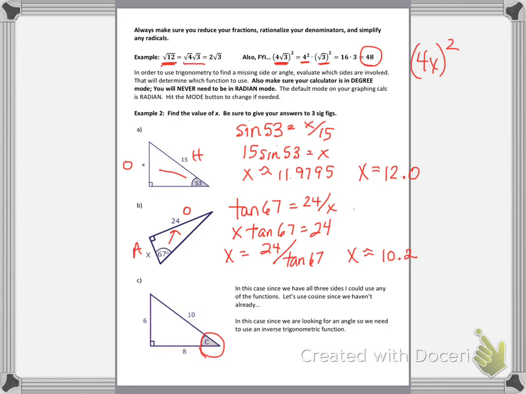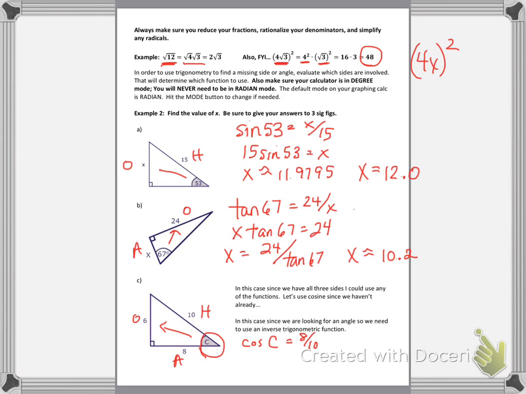In this case, since we haven't done cosine yet, let's do this as cosine. So in this case, this would be my opposite, my adjacent, and my hypotenuse. So I'm going to, again, think of this as cosine, just because we haven't used it yet. So the cosine of angle C would be 8 over 10. Now, I can reduce that, but that's not my final answer, so it doesn't really matter.